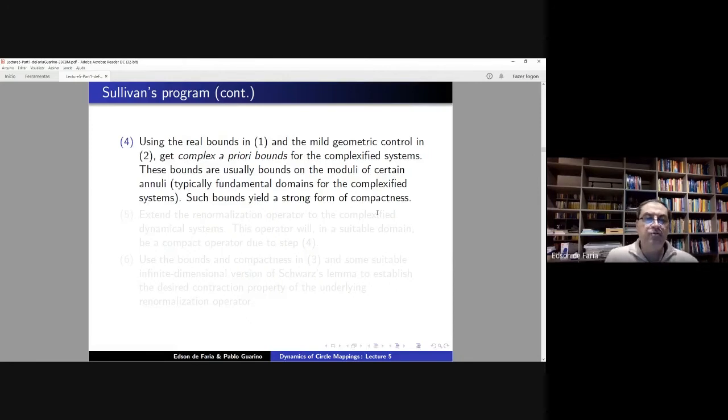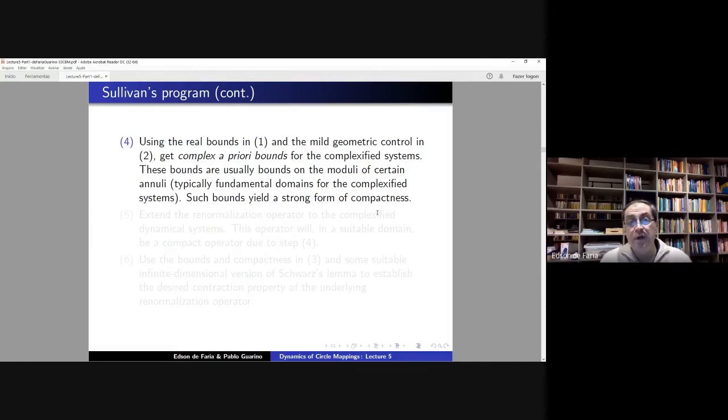So the fourth step in this strategy is to get what we call complex a priori bounds. So basically, in his case, he is able to show that these real analytic unimodal maps, after many renormalizations, become restrictions of what we call quadratic-like maps. And these quadratic-like maps have a certain fundamental domain, which is an annulus, and this annulus has a certain modulus. And getting complex bounds means getting bounds on these moduli of these annuli.